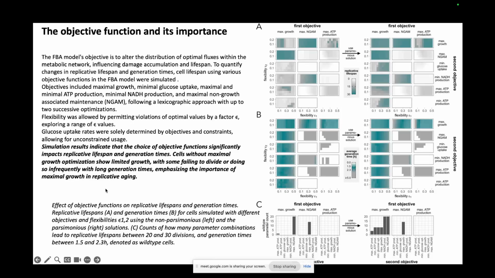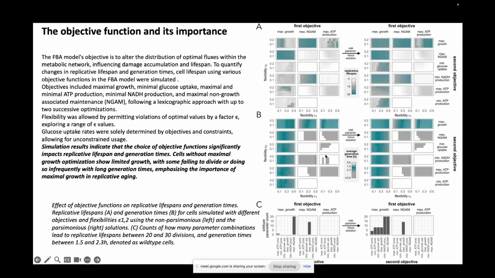So in this particular example, you are trying to maximize growth and replicative aging. And if the question or the problem was different, you might require a different type of objective function. So yeah, these are all the scenarios they have considered.